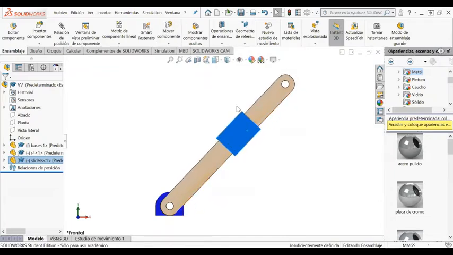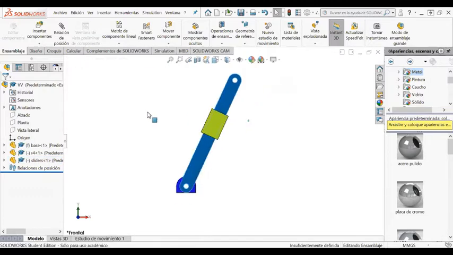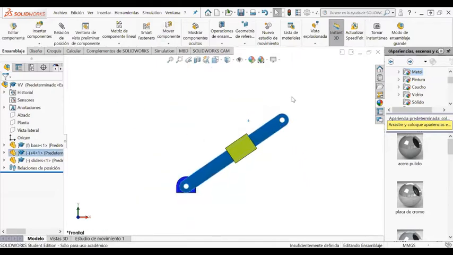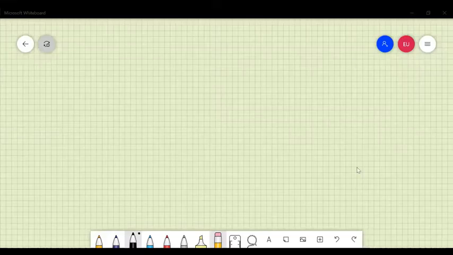Okay. Profe, the last one is just oscillating. It can have a full rotation, but I didn't do that because it's Monday, but it can have a full rotation. Okay.